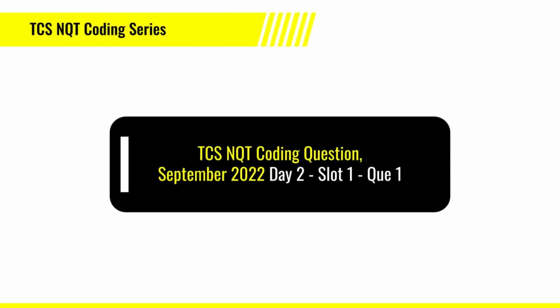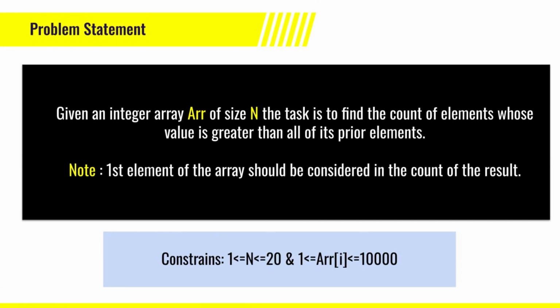In this session, we're diving into the TCS NQT coding series, specifically focusing on a question from September 2022 Day 2, Slot 1 Question 1. Let's explore the problem statement. Given an integer array ARR of size n, we aim to find the count of elements whose value is greater than all of its prior elements. The first element of the array is always considered in the count. Constraints are 1 <= n <= 20 and 1 <= ARR[i] <= 10,000.